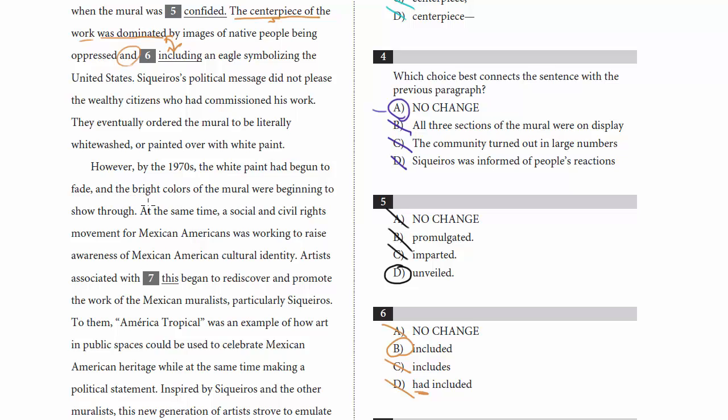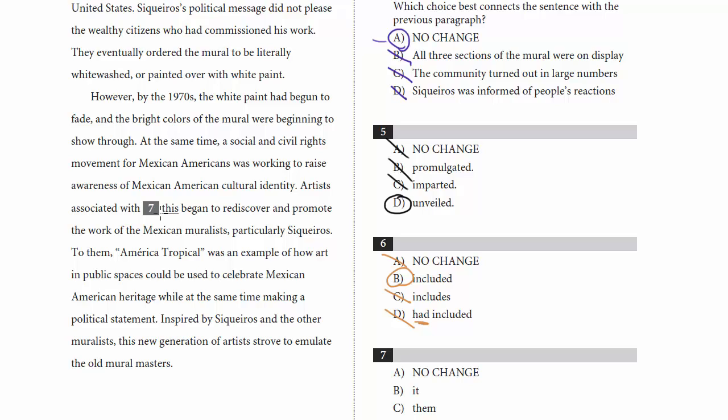At the same time, a social and civil rights movement for Mexican Americans was working to raise awareness of Mexican American cultural identity. Artists associated with this began to rediscover and promote the work of the Mexican muralists, particularly Siqueiros. So we look at this pronoun this. Remember, this is one of our problematic pronouns in our ambiguous pronouns video that we discussed. And we say, well, what is this referring to?